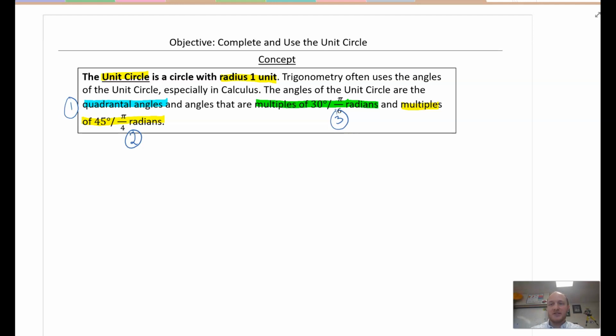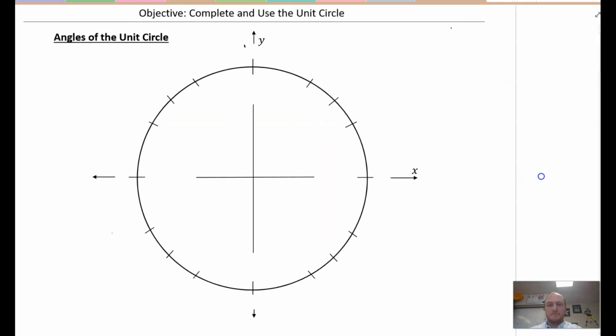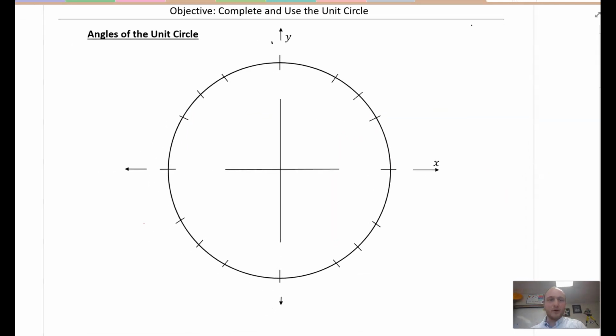Okay, so let's go ahead and see the unit circle. Here it is. Well, it's blank. We have to go ahead and fill it in. So like I said, I'm going to start off with the quadrantals. And again, quadrantals are angles where the angle ends on a major axis. Okay, so I'll start off with degrees. I'm going to put that up here too. These will all be in degrees.